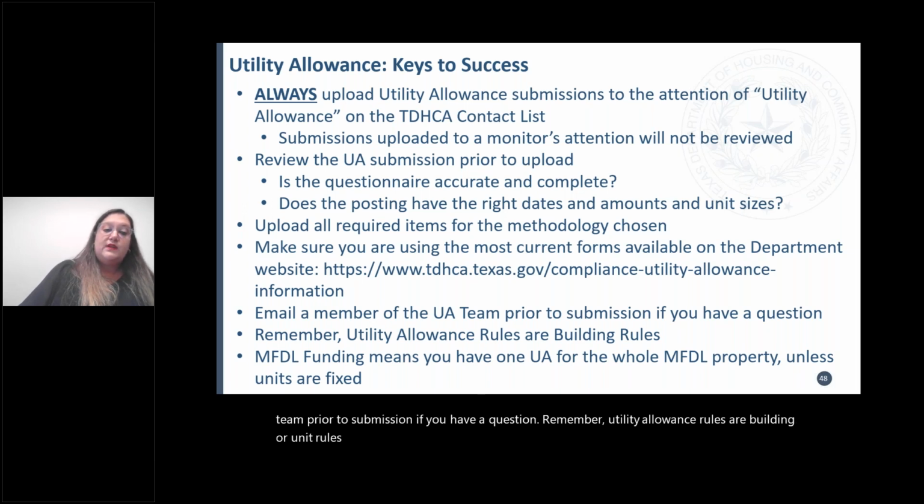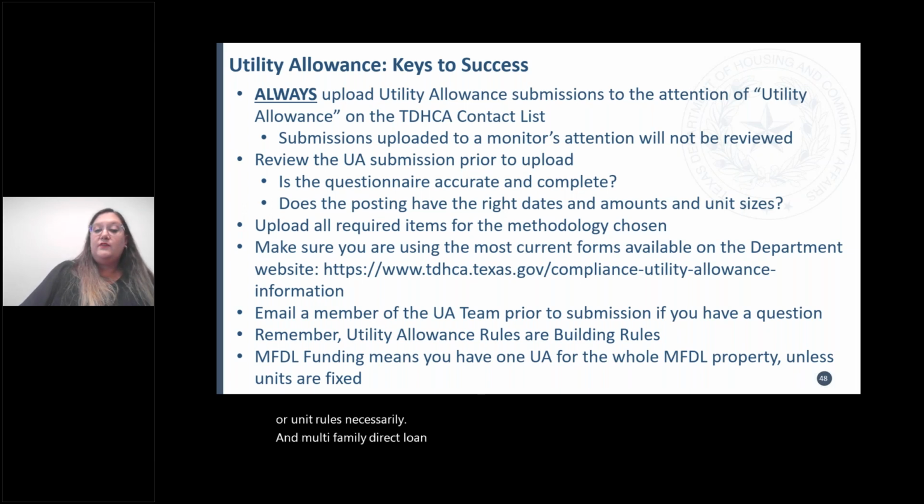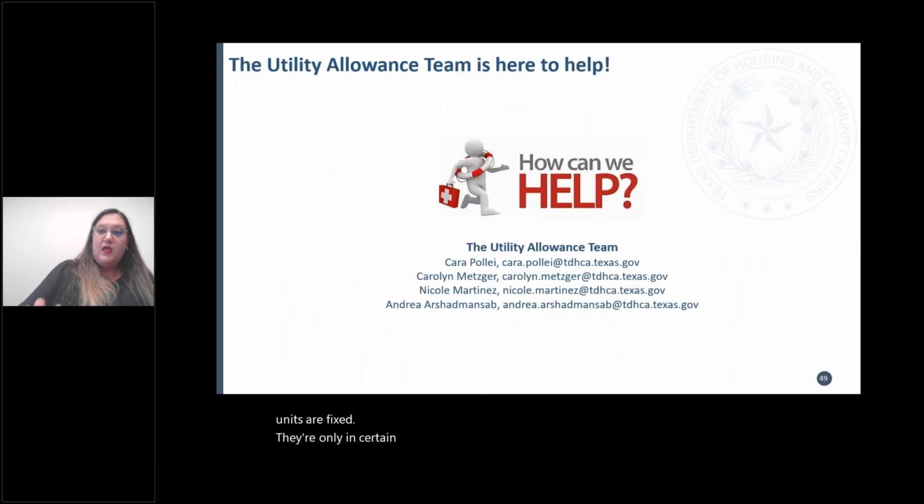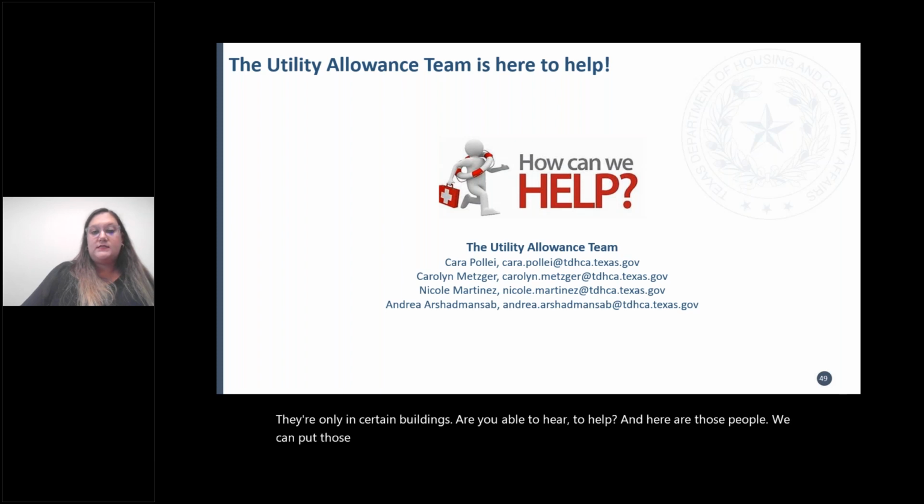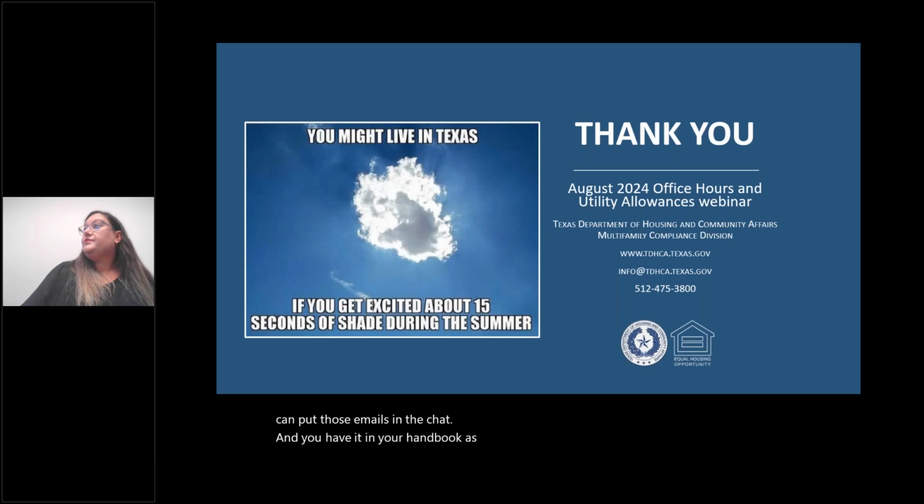And multifamily direct loan funding means you have one UA for the whole property unless your units are fixed and they're only in certain buildings. Our UA team is here to help, and here are those people. We can put those emails in the chat, and you have it in your handbook as well as a reminder. And that's all I got for utility allowances.